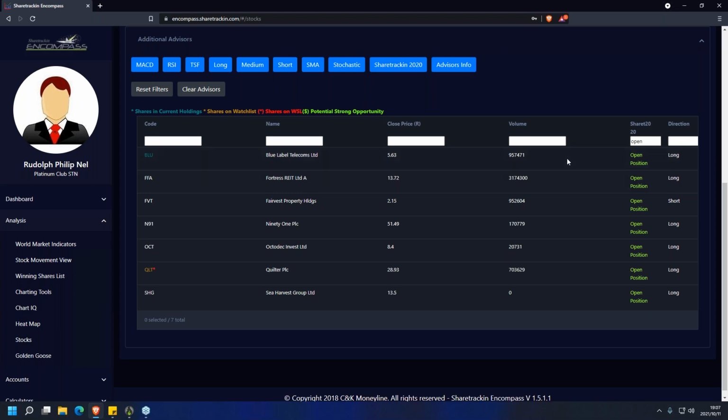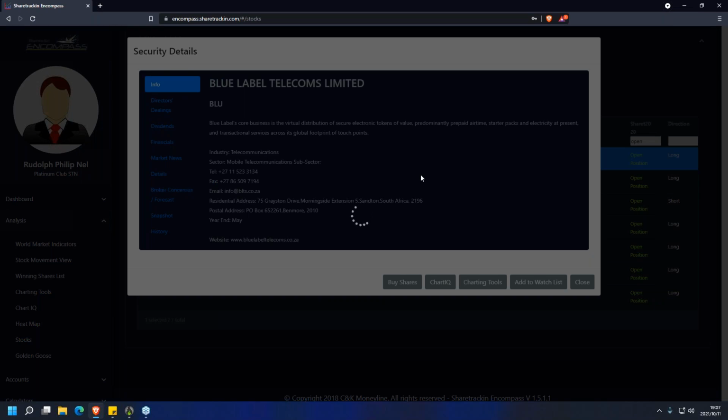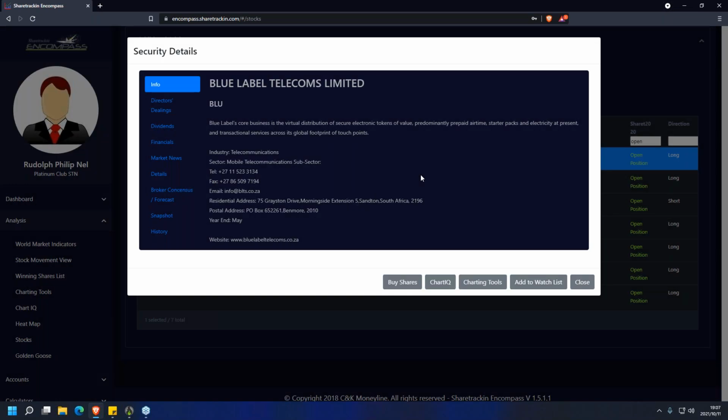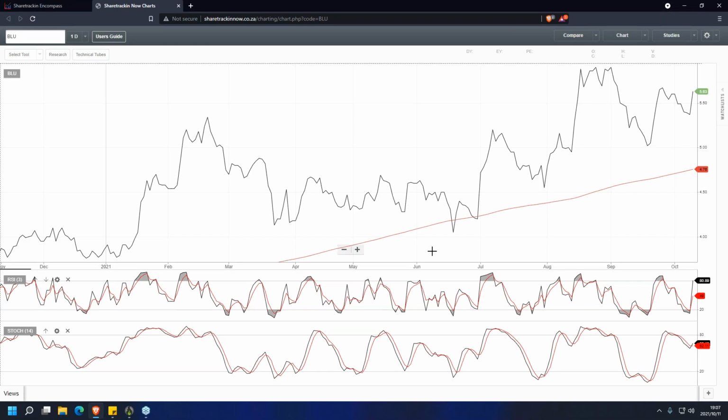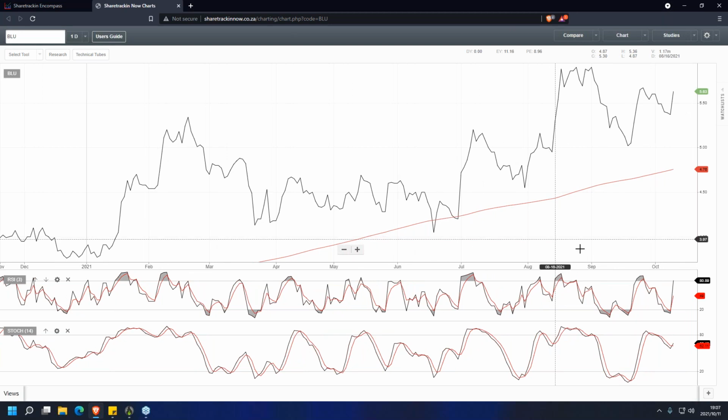Okay, so we're going to click on Blue Label Telecoms, BLU. It's going to give you the same details as what it would give you on any other advisor, your security details, and then we go to Chart IQ. All right, now on the Chart IQ, we can see that yes, this share was basically a long. So this was correct.